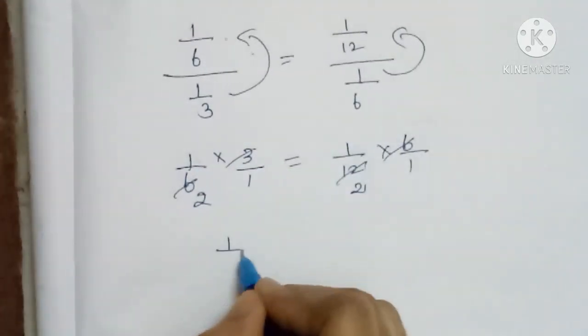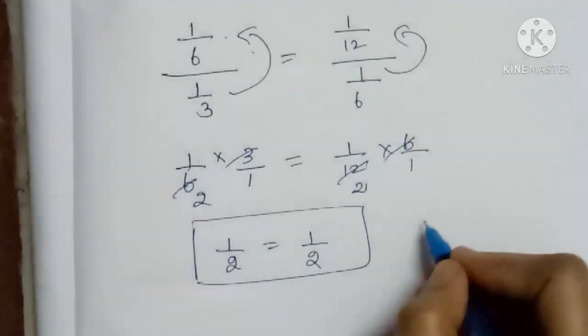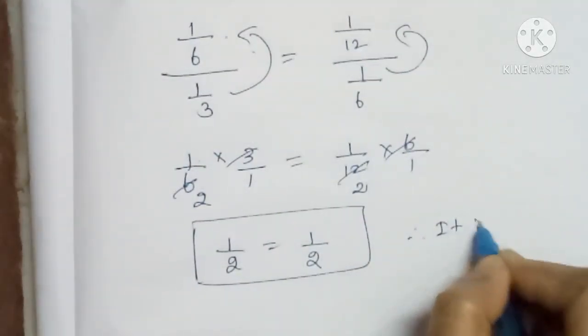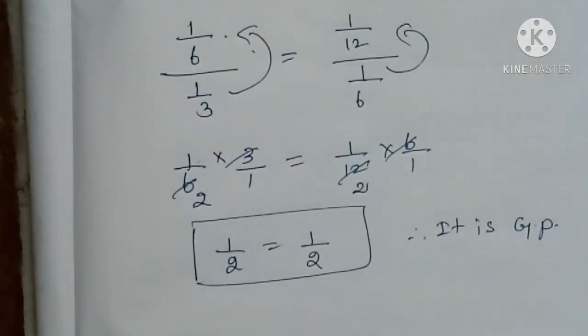So 1/2 is equal to 1/2. Both are equal. That means it is GP. This sequence is a GP sequence.